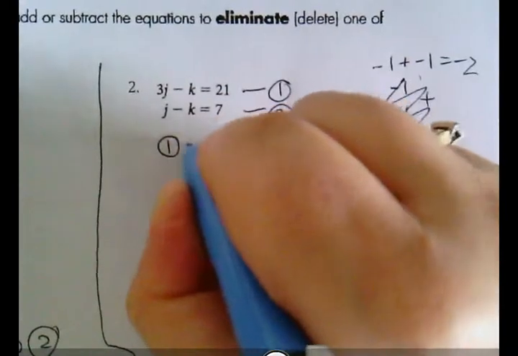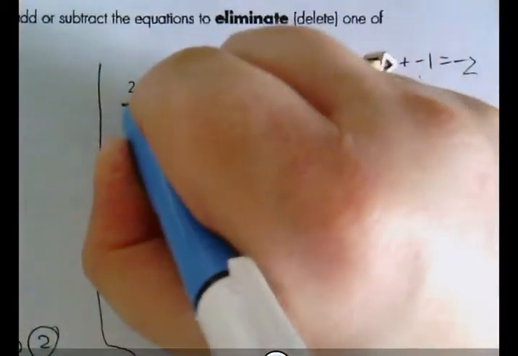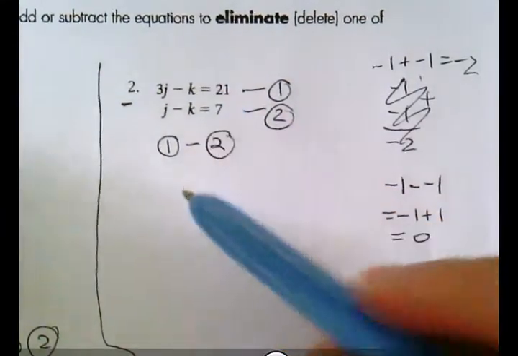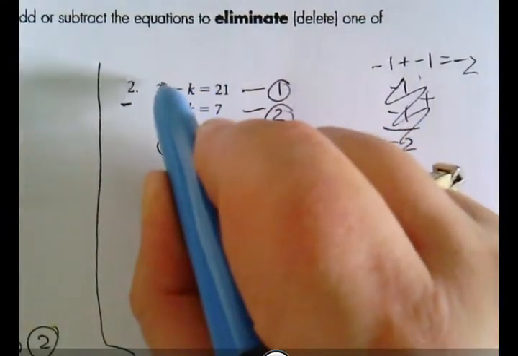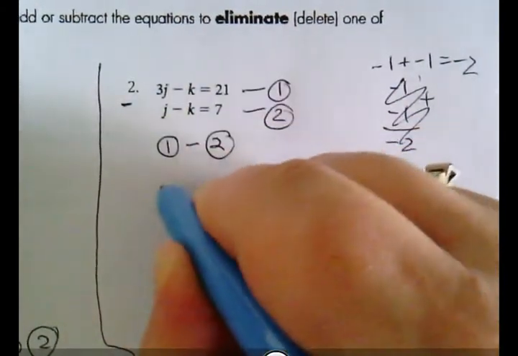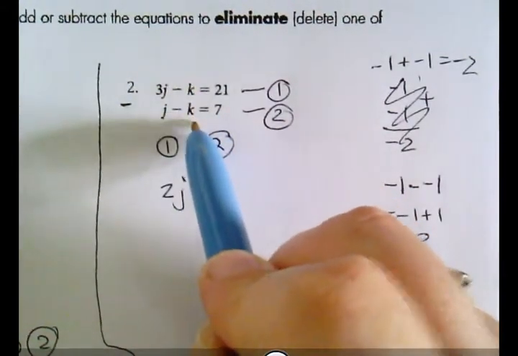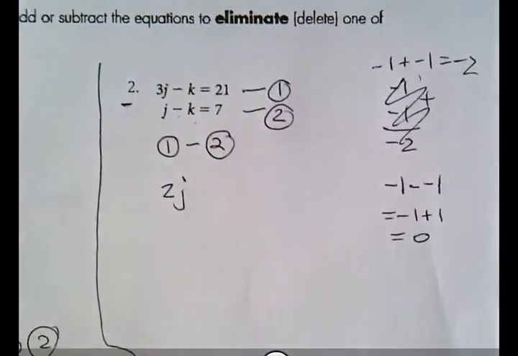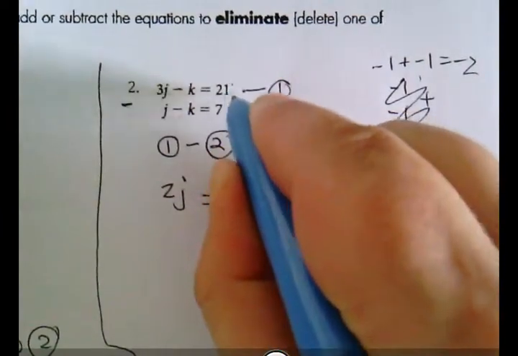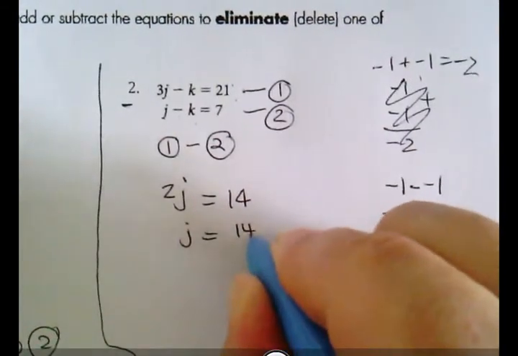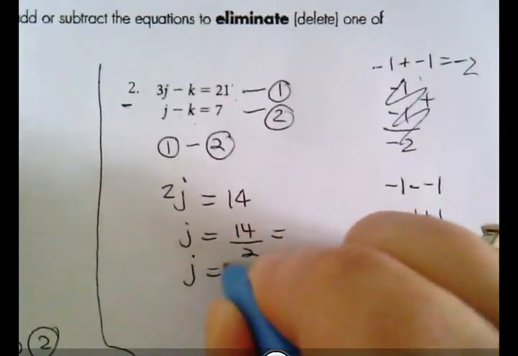So I'm going to do equation 1 minus 2. Look how I use my pen. I'm not just looking at it from afar and saying 2k or minus 2k. I actually physically go, 3j take away j is 2j. Watch this. -k take away -k. Can you see that? Well, that's -k plus k. That's 0. And I've got 21 take away 7, 14. So j is 14 divided by 2, which is 7.